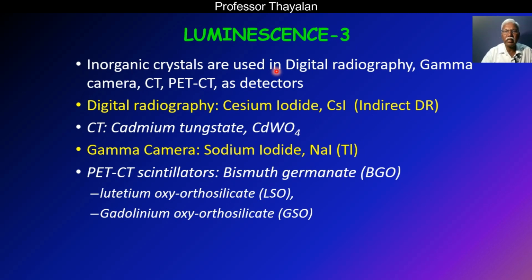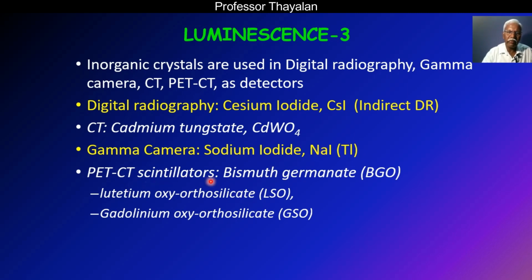There are inorganic scintillators used in digital radiography, gamma camera, CT scan and PET CT as detectors. Let us see which scintillators we are using in each. In digital radiography, we use cesium iodide, symbol CsI. It is used in indirect digital radiography. In CT scan we use cadmium tungstate, the formula is CdWO4. In the gamma camera we use sodium iodide, the symbol is NaI activated with thallium, Tl. The thallium in brackets tells that it is an impurity added to the crystal.